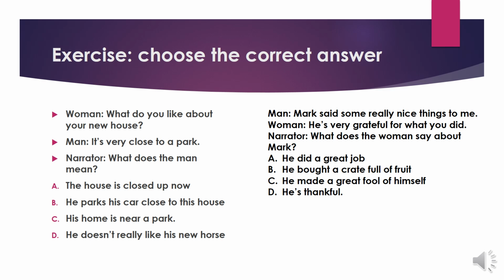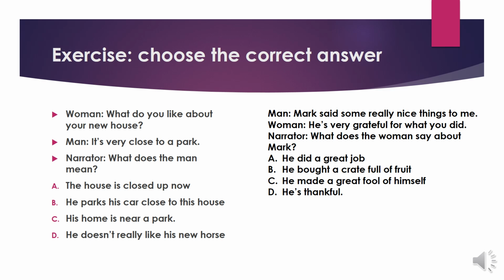Exercise. Choose the correct answer. The woman: What do you like about your new house? The man: It's very close to a park. The narrator: What does the man mean? A. The house is closed up now. B. He parks his car close to the house. C. His home is near a park. D. He doesn't really like his new horse.